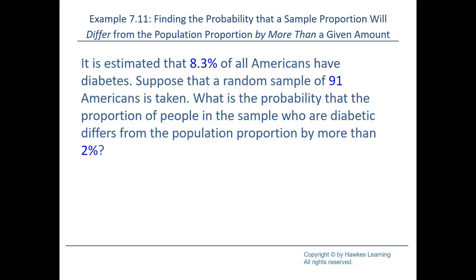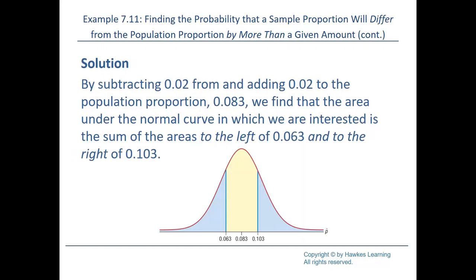Now, this time it's a little bit different on my wording. Previously, I said less than 1%. This time I said more than 2%. So if I'm talking about more than, I'm talking about bigger than it. So by this one here, you're still going to take that population proportion and add and subtract your 2%. Again, I'm going to change these from percentages to decimals. And this is going to tell me my new numbers here, which is going to be a 0.063 and a 0.103. And again, because I use the word more than, that kind of tells me that I am going the tail parts of it.